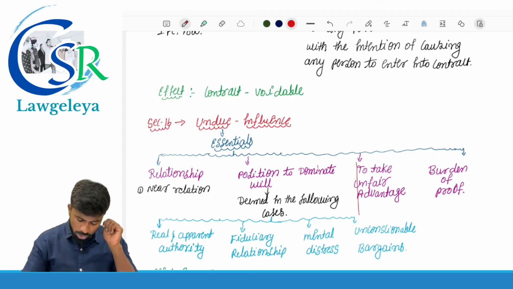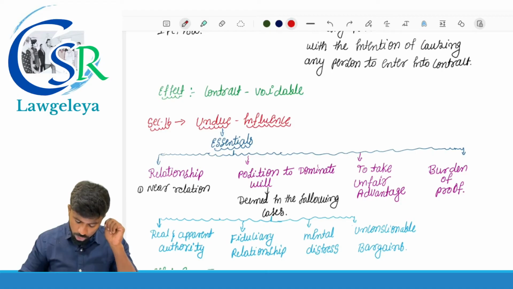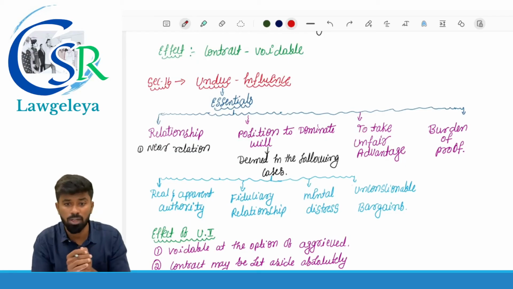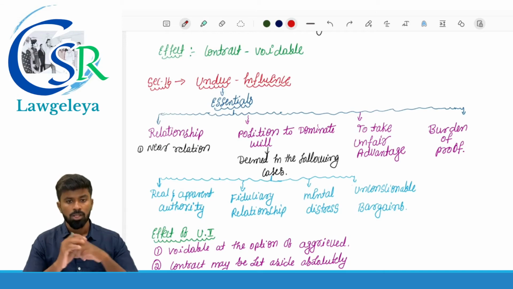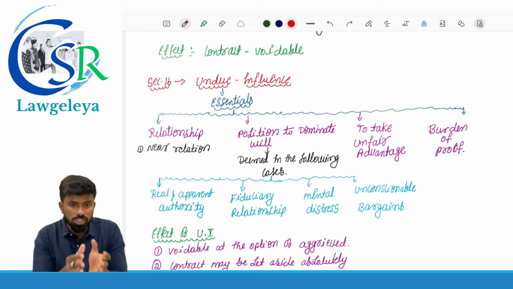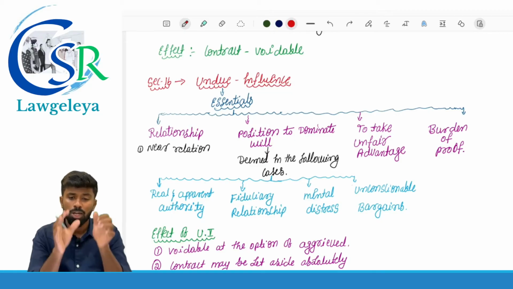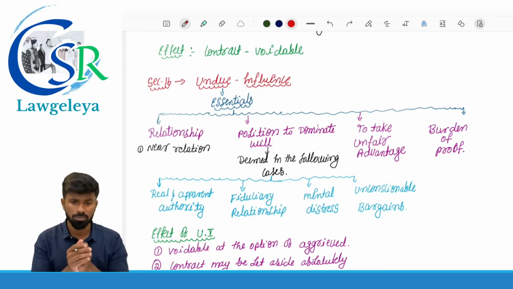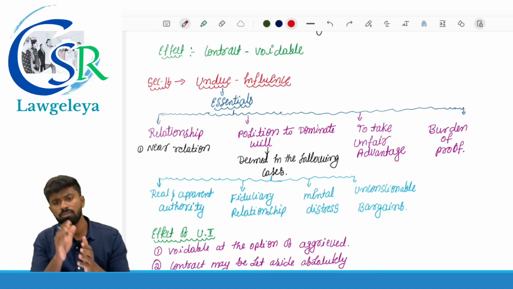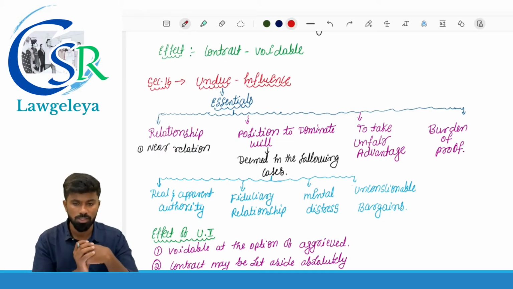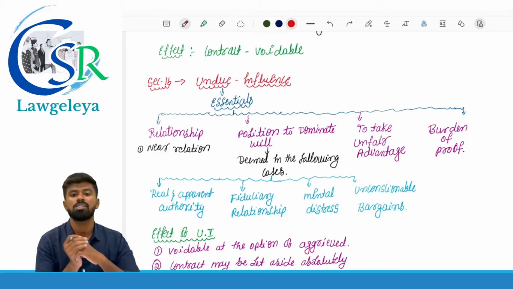What is the first one? There must be a relationship between the parties. But in case of coercion, there is no requirement of relationship. It can be done by parties to a contract or by a stranger also. So there has to be a near relationship between the parties, like father and son, daughter and mother. And in that relationship, one person is in what position? A dominant position, a position to dominate the will, and the other person is in a weaker position. And the person who is in a dominant position takes the what? Unfair advantage of it. Then we can say there is undue influence.